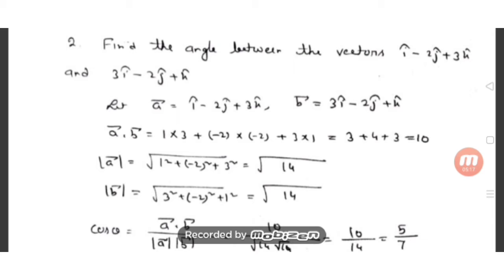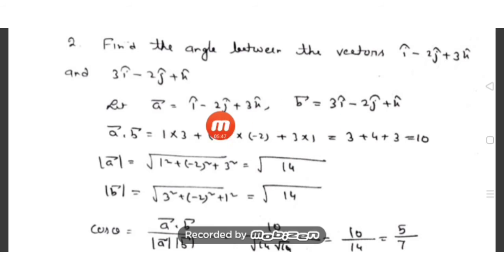Okay, so let us find out the value of modulus of a. Hope you remember the formula for the modulus of a. If x i cap plus y j cap plus z k cap is the vector, then the modulus is given by under root x square plus y square plus z square. That is the square root of the sum of squares of the i cap, j cap, k cap coefficients. That is the formula. So here also I have got the value of modulus of a bar.